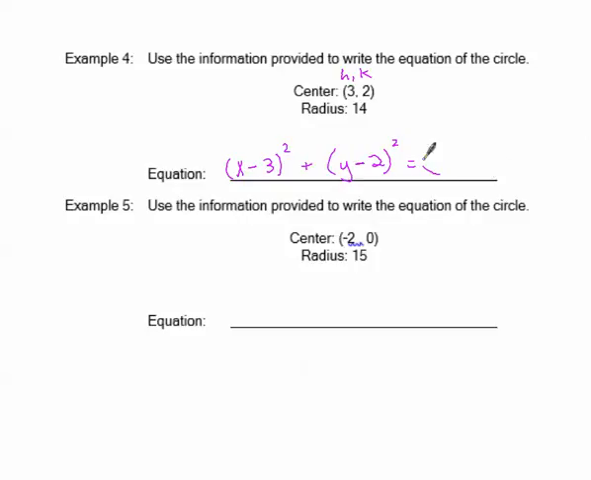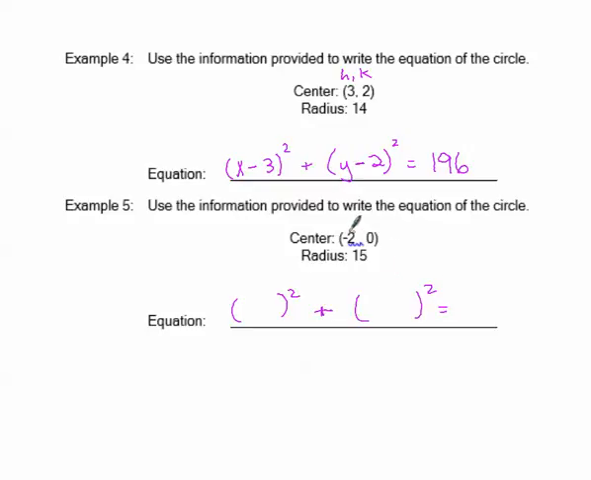So 14 squared is, let me type it in, 196. Or you might see it written as 14 squared.